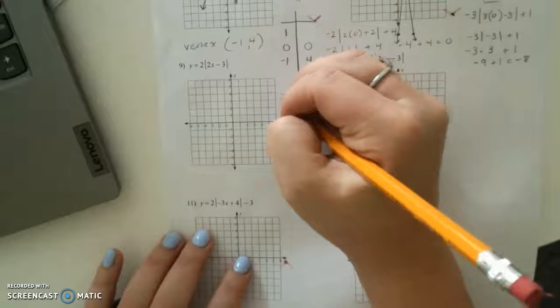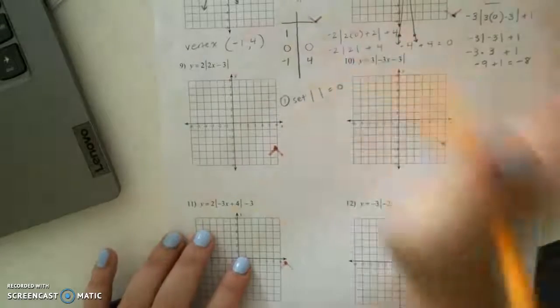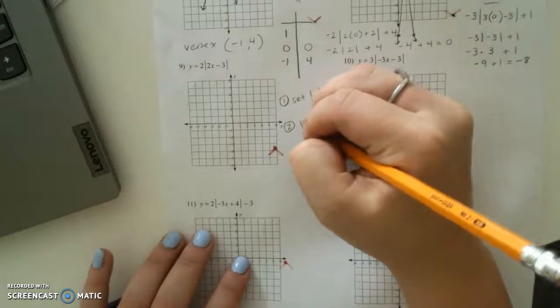Our first step, remember, is to set the absolute value signs equal to 0. Our second step is to plug in points.